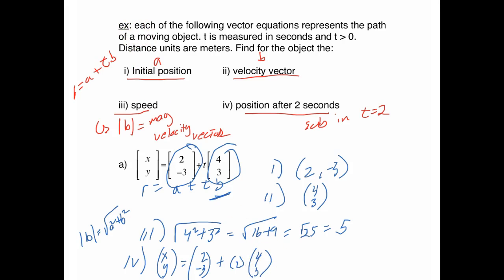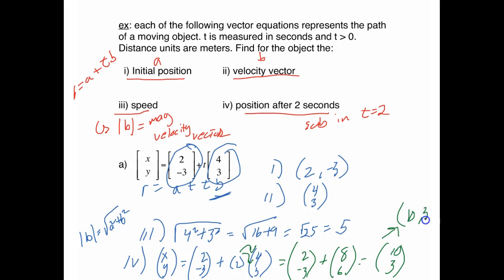And the way you simplify that is very simple. You just distribute and add. So we're going to get our 2 right here. T equals 2. Distribute into both of these. So we're going to get 2, negative 3, plus 8 and 6. Add them up, and you get 10 and 3. So after 2 seconds, it's at the point 10, 3. That's how easy that one is.